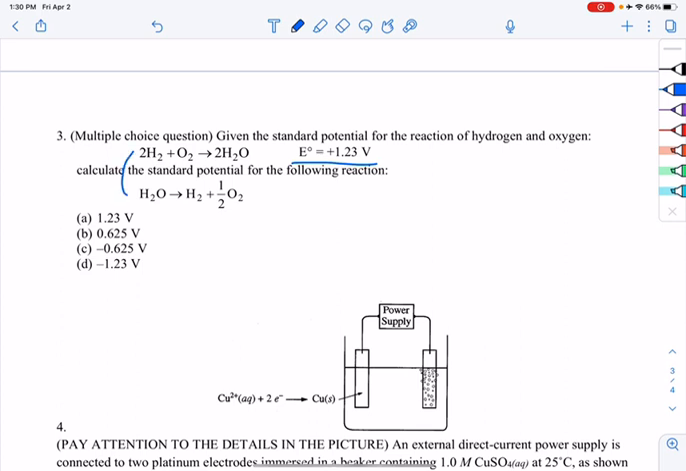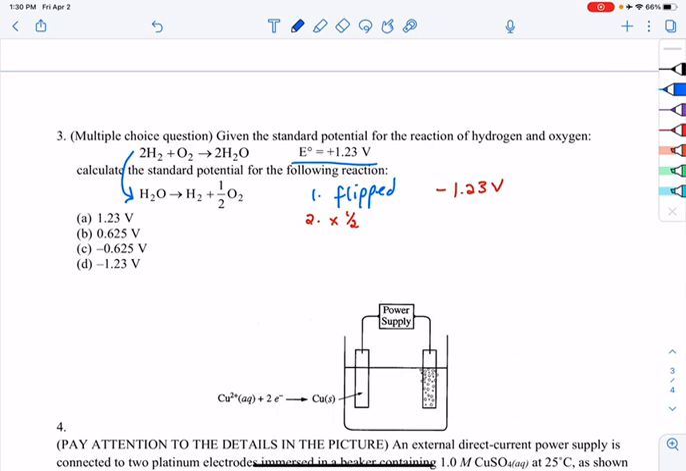So you want to think, how did they get this reaction? Well, what I'm seeing is that first they flipped it, or maybe they didn't flip it first, but it was flipped. And so how does that affect the cell potential? Well, that's going to flip the sign. So now it's negative 1.23 volts. Then it looks like they multiplied by half.